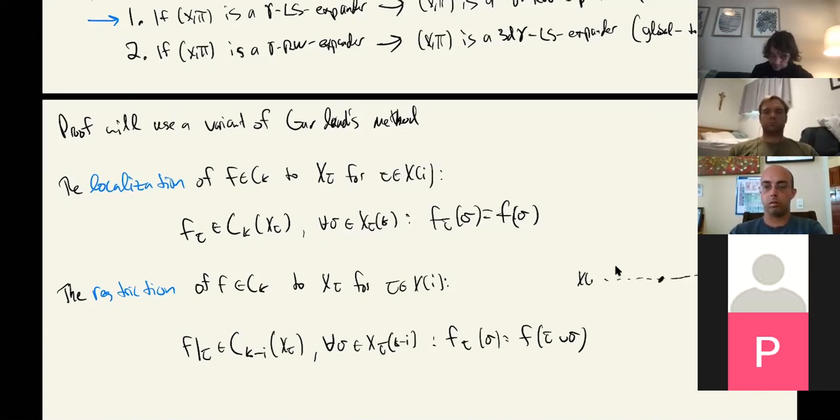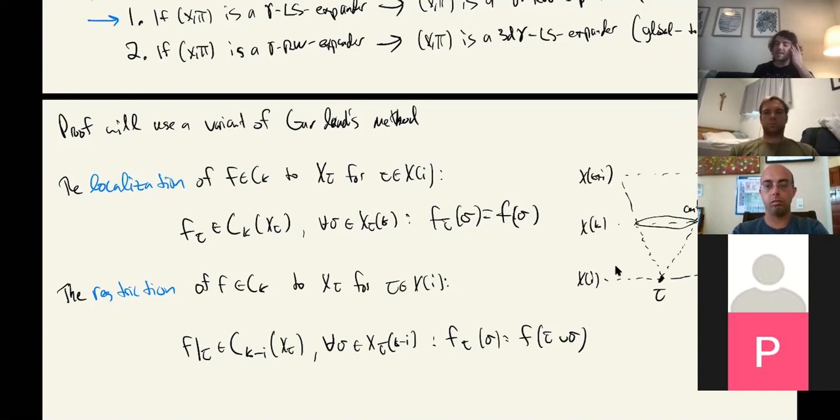Let's say this is level X_i, this is level X_k, this is level X_(k+i). Let's call this tau. And then we have a function f on the level here. And let's say that these are all the faces that contain tau. So these contain tau, and then these also contain tau.